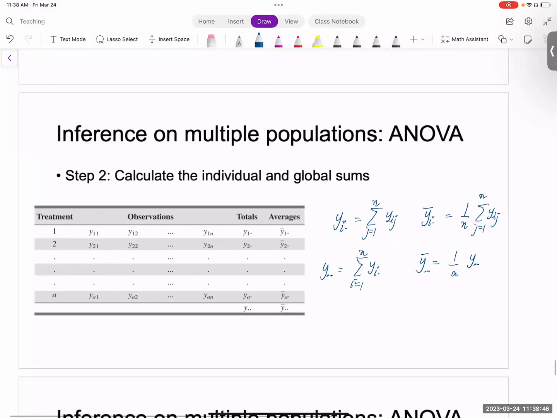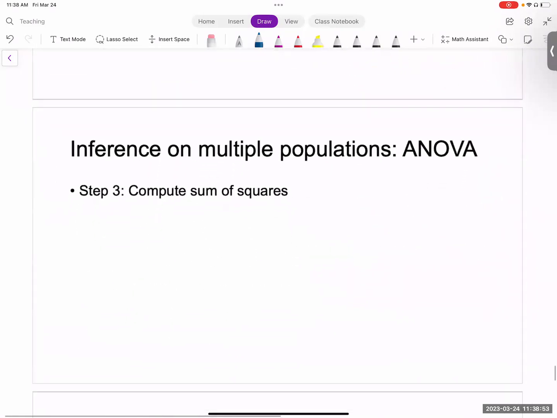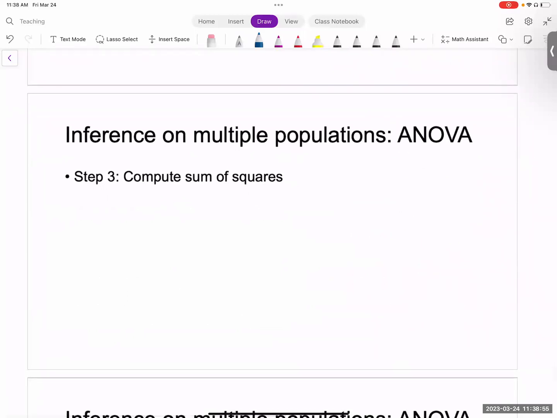Now, you don't have to do this for any of your assignments or exams. I'm just walking you through the process of doing it. And then you compute a few important terms. The first one is the sum of squares total.